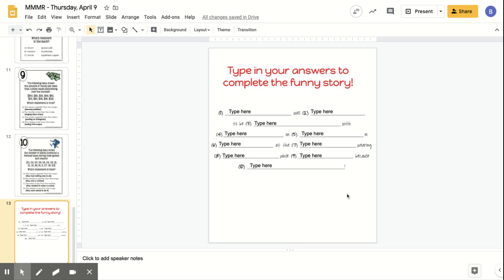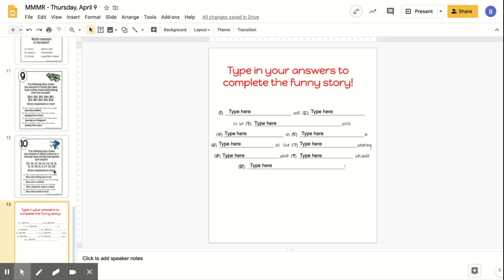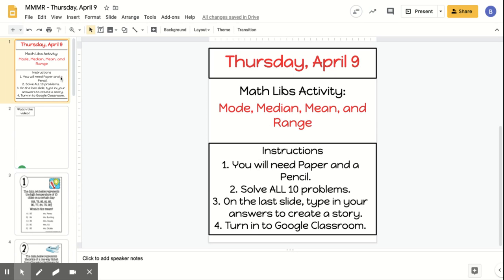And then at the end, it's going to create a funny story. It's probably not going to make sense, but that is the point, okay? And then when you are done, you will turn it into Google Classroom.